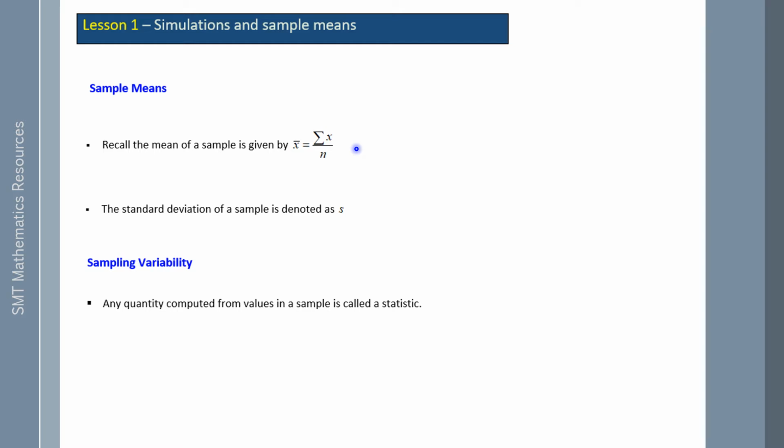Sampling variability. Any quantity computed from values in a sample is called a statistic. The observed value of a statistic will vary from sample to sample. This is referred to as sampling variability.